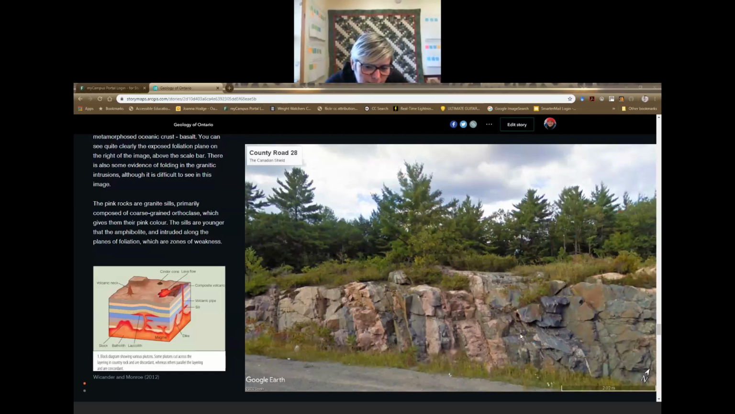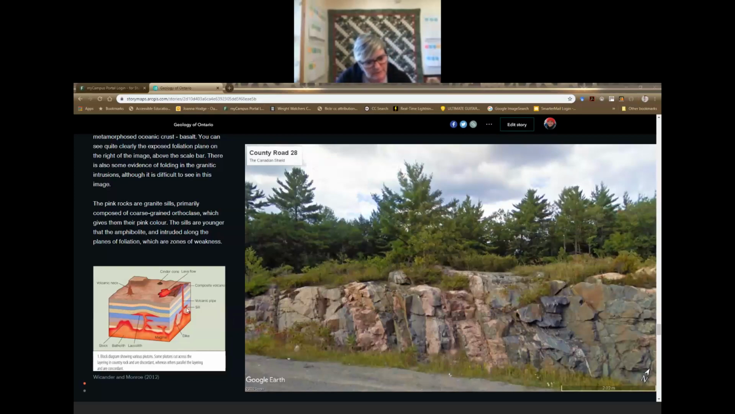Now, when we look at these and describe their attitude, we describe them as sills. If you take a look at the image on the left here, you'll see that sills appear to be horizontal, and anything that has a vertical attitude is a dike. The reason that these are sills, even though they appear to be vertical, is because the rock has intruded parallel to the foliation planes. So the intrusion is actually conformable with foliation.